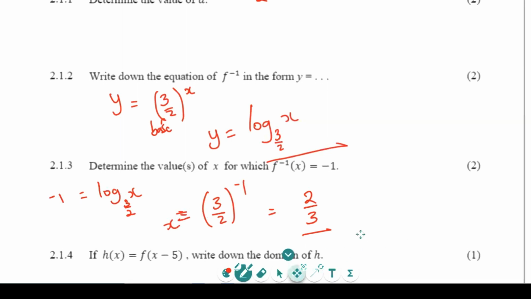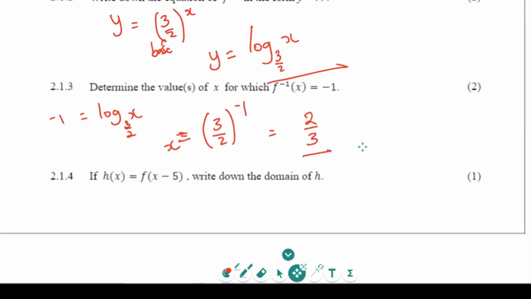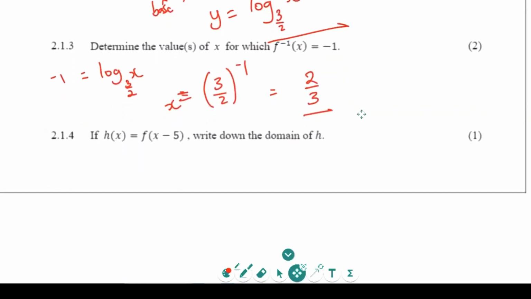Then 2.1.4, if h of x is the same as f of x minus 5, this x minus 5 is a shift. The graph is being shifted. The original graph is being shifted 5 units to the right.